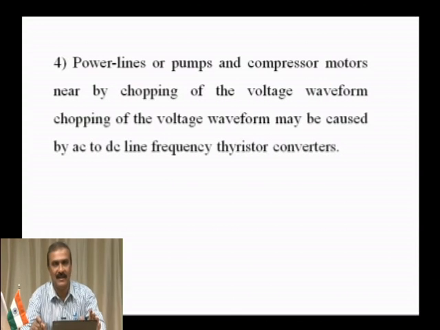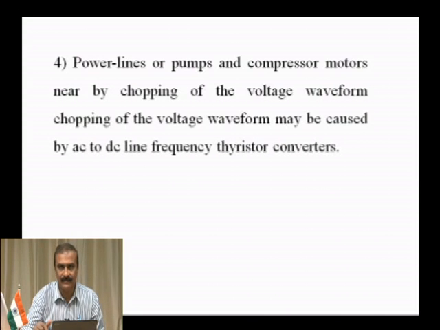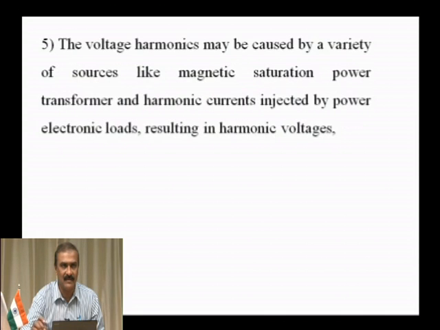A converter is a device which converts AC to DC, an inverter DC to AC. Whenever we use this kind of devices, the firing angle plays an important role, and then the trapped or recovery voltage plays an important role. Commutation is also another important aspect. So you have to look into many aspects in this power line, pumps, compressor motor speed controls, thyristor converters. Whenever you connect, this causes chopped voltage waveform. So this is another source of disturbance.